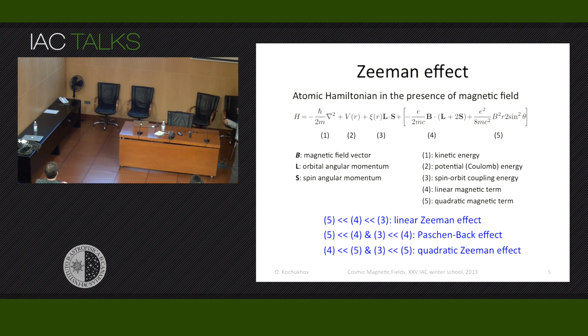And then in very strongly magnetized environments like white dwarfs, we could have a situation when term number 5, the quadratic term in the Hamiltonian, dominates. So the regime of quadratic Zeeman effect. But throughout a very significant part, essentially all, of what I'm going to present, the description within the linear Zeeman effect is applicable.